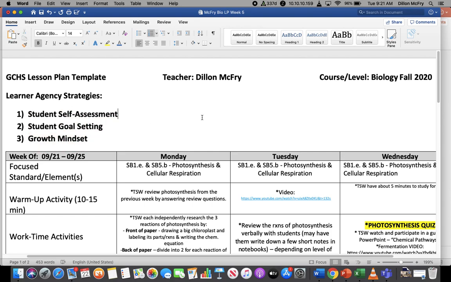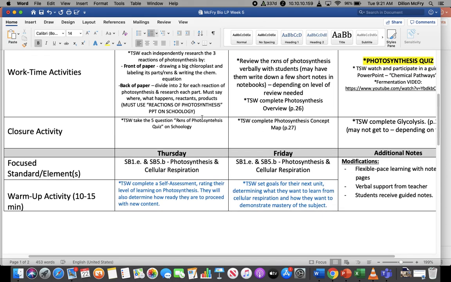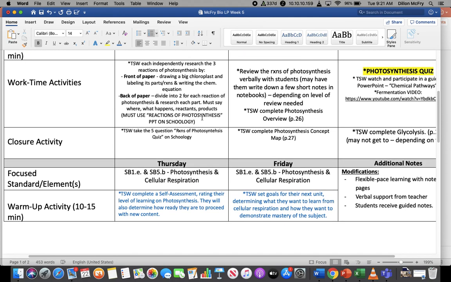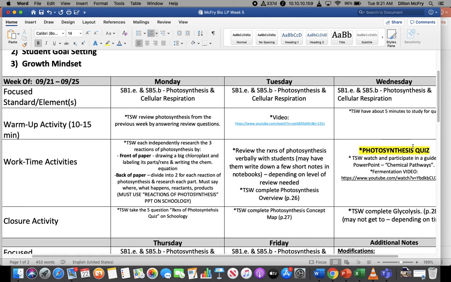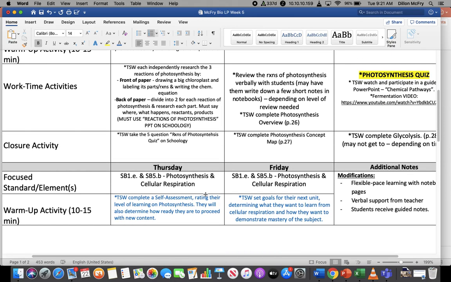And these are all included in a couple of different places. First of all, down here. For Thursday, we are still covering photosynthesis and cellular respiration. For Wednesday, we're going to be taking a photosynthesis quiz. So once we have that wrapped up with photosynthesis, we're going to be moving on Thursday to cellular respiration.